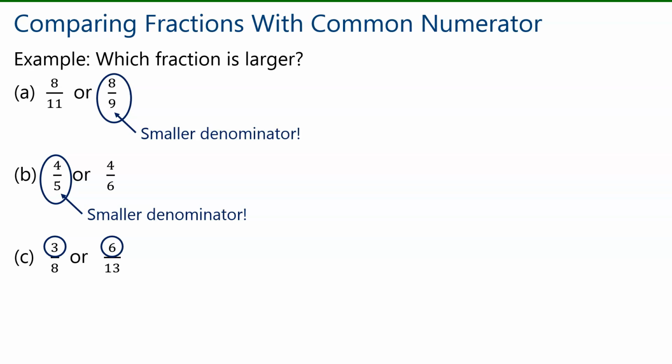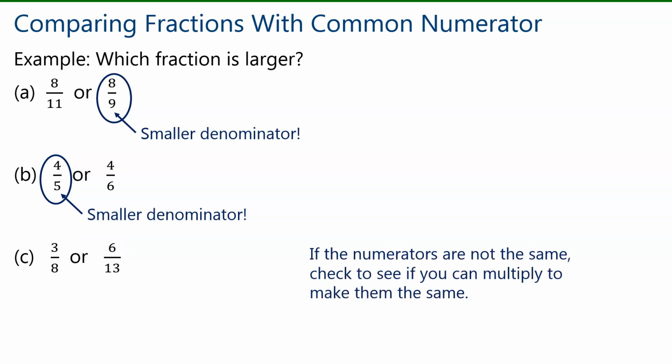Now in C, you'll notice that the numerators are not the same. But what we can do in this case is check to see if you can multiply by a number to make them the same, and then we can pick the smaller denominator. So between 3 and 6, I see that I can indeed multiply 3 by 2 to make it 6, so I'm going to create equivalent fractions here.